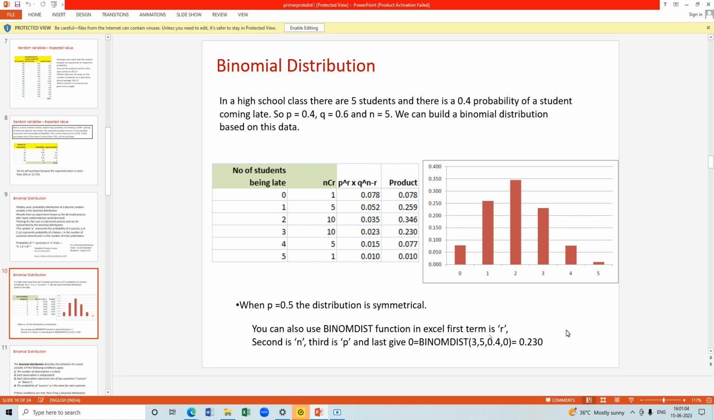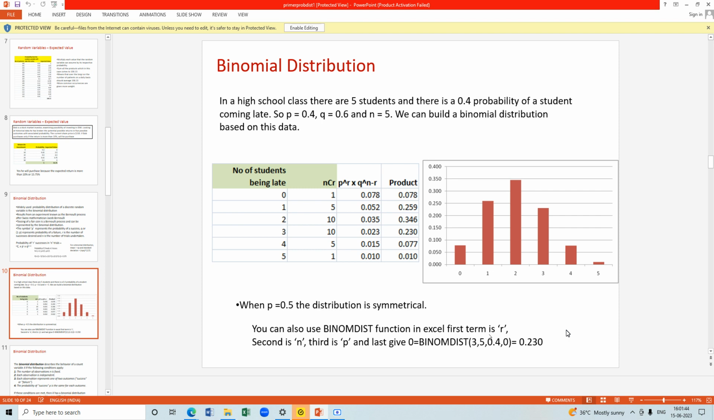Students being late, the number of students 0, 1, 2 can vary up to 5. NCR is how we calculate, which is basically 5C R, which is 5C0 in the first case, followed by 5C1, followed by 5C2, and so on. Then P raised to the power of R and Q raised to the power of N minus R. The second part of the formula is given in the third column, so the product you get is this. So the probability of three students being late on a given day is 0.230.